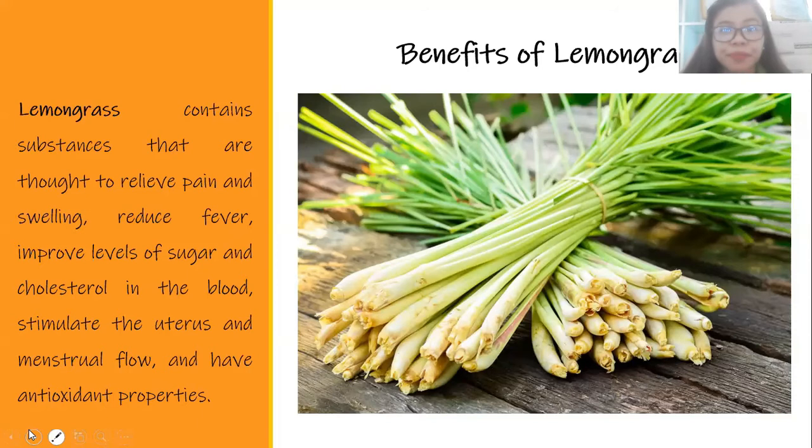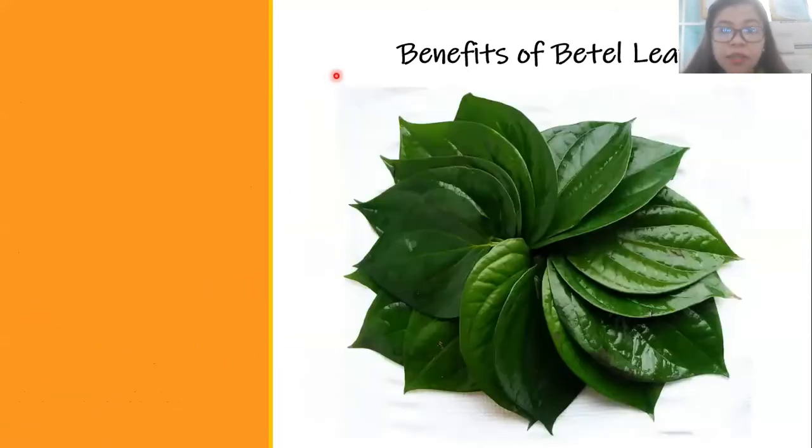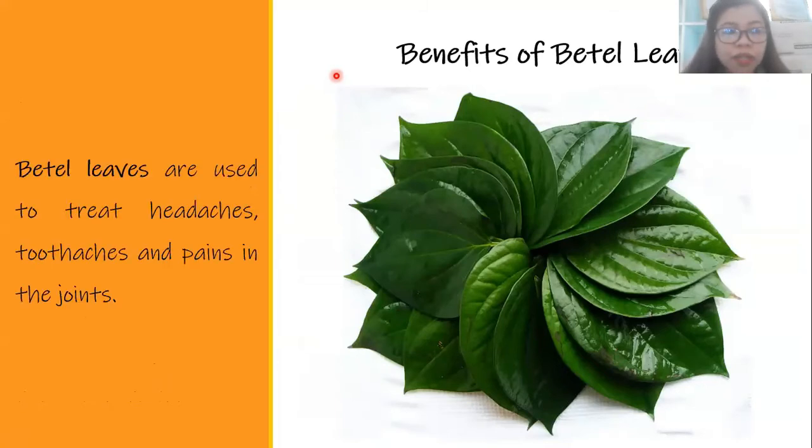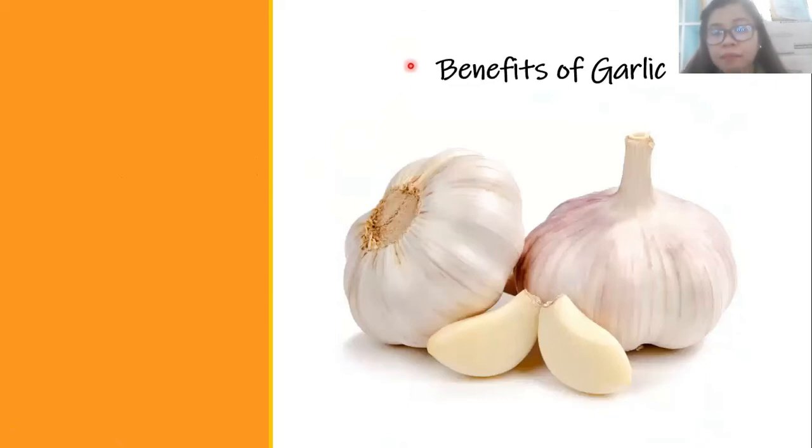Let's proceed. We also have the betel leaf or leaves. What are the benefits of betel leaves? They are used to treat headaches, toothaches, and pains in the joints. They will also boil the leaves and then drink the water from it. So that's it. Let's proceed. We also have benefits of garlic.